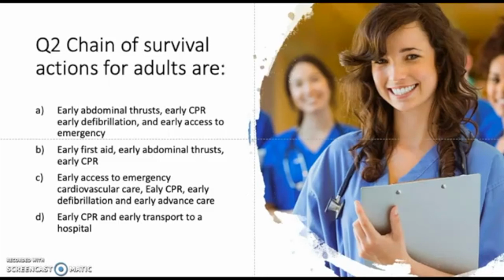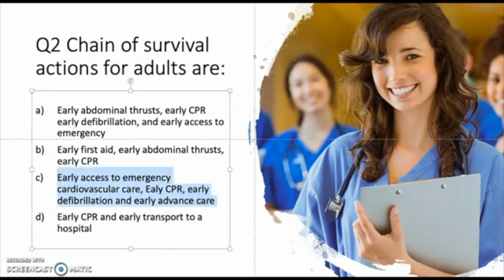So question number 2. Chain of survival actions for adults are? Take a moment and think about these answers. Early abdominal thrust, early CPR, early defibrillation, and early access to emergency. Take a moment. So the correct answer is early access to emergency cardiovascular care, early CPR, early defibrillation, and early advanced care. C is the correct answer, and I'm going to bold this question so you have it.